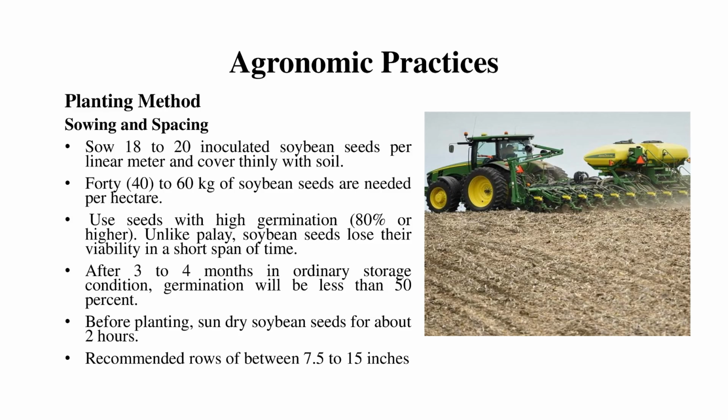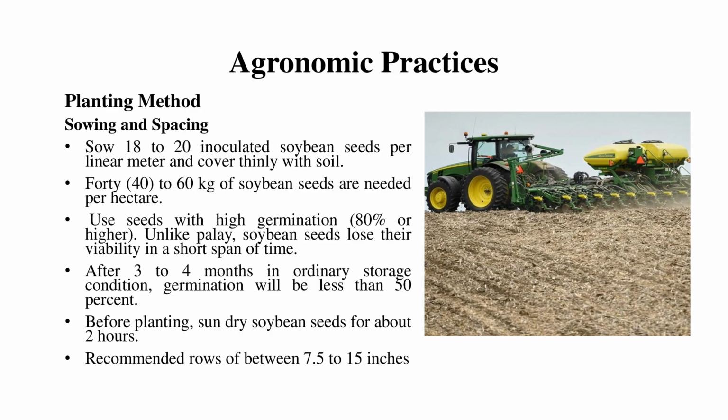For the planting method, sowing and spacing: sow 18 to 20 inoculated soybean seeds per linear meter and cover thinly with soil. 40 to 60 kilograms of soybean seeds are needed per hectare. Use seeds with a high germination rate of 80% or higher.